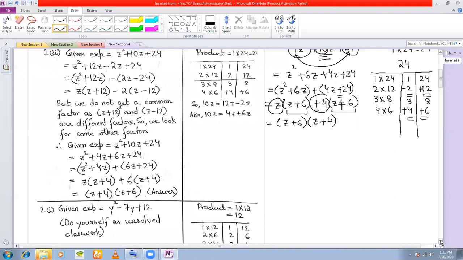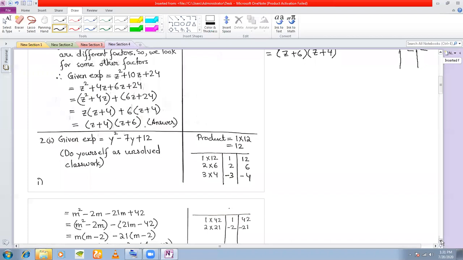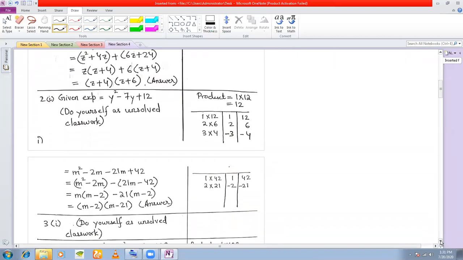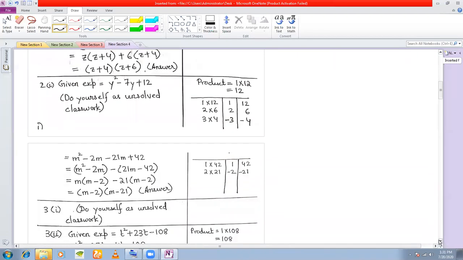So if you practice this method, it is a little interesting, and this is the most important method also, because later on you'll be carrying on this method, direct application of this method till your class 10, maybe beyond that also, if you are keeping maths. Okay, so let us do a very simple one. y square minus 7y plus 12.